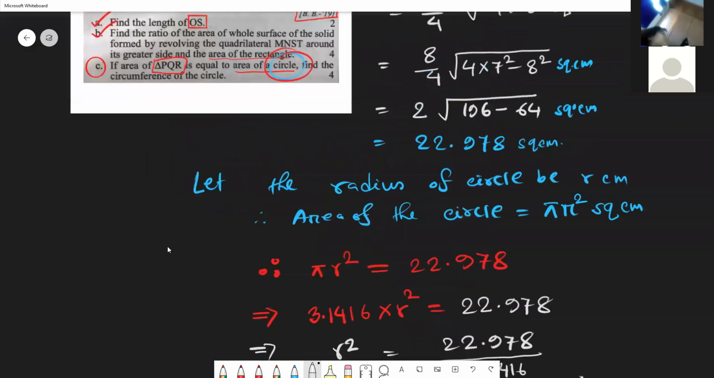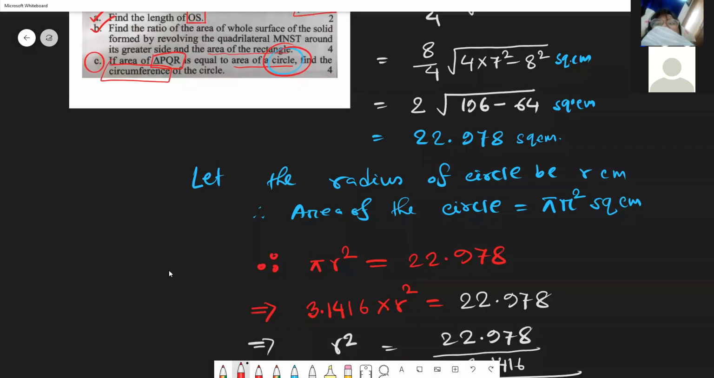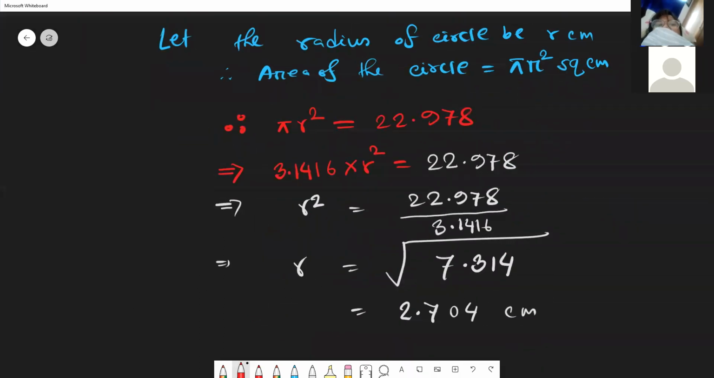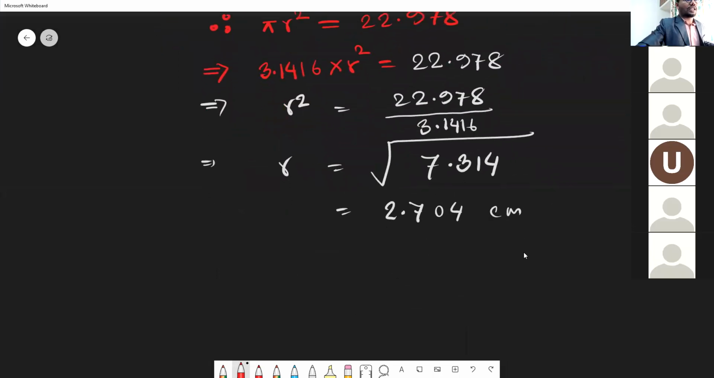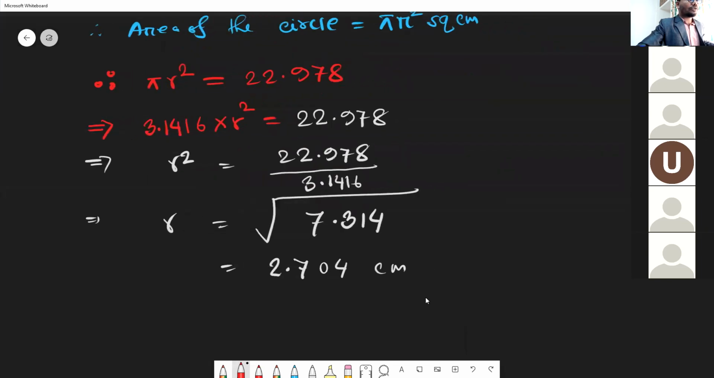Now in the second part of the question, the circumference of a circle. Anyone who can say what is the circumference of the circle? Let me know. Circumference of the circle is 2πr. Twice pi r. Yes. Let me clear one point.